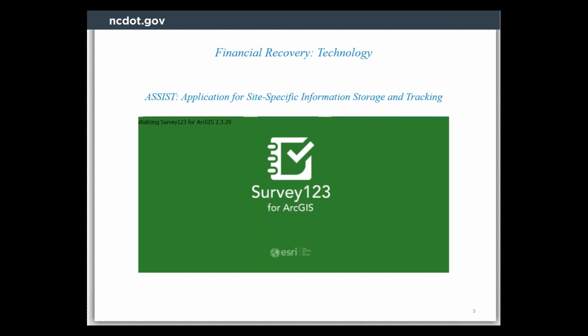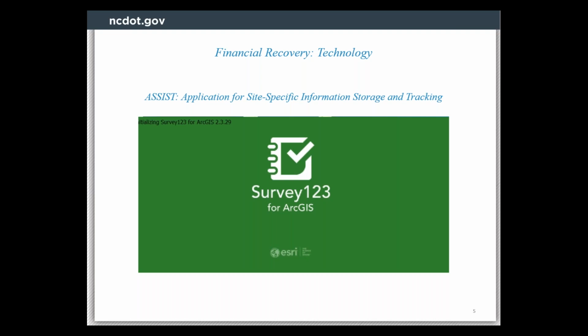And I just want to throw it out there that we're an Esri state. We utilize Esri for our GIS needs, and Survey 123 is part of the suite of Esri products. And so Josh identified this particular application as potentially being helpful for us.